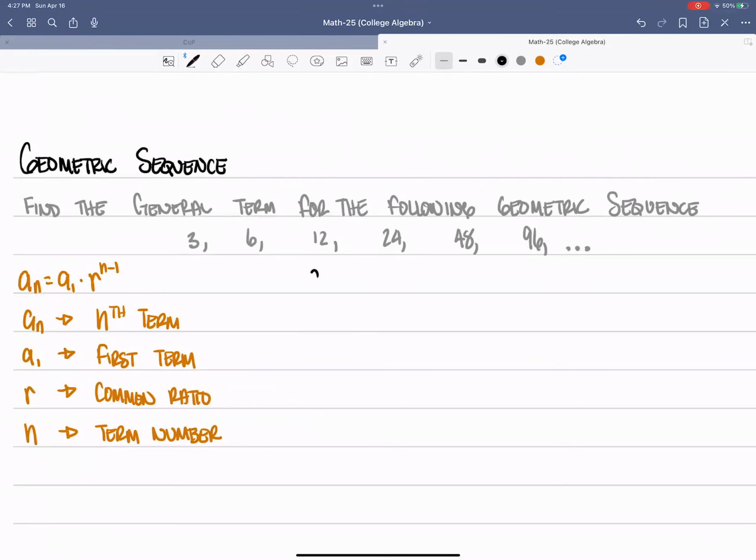So starting off with the formula, a sub n is equal to a1 times r to the n minus 1. So find the general term. We just start plugging things in. The general term is just going to remain the same. So a sub n is equal to a1 is the first term in our sequence. So we could just replace that with a 3.